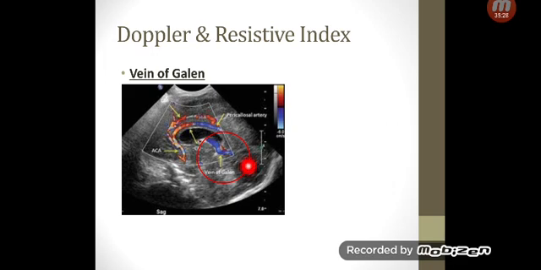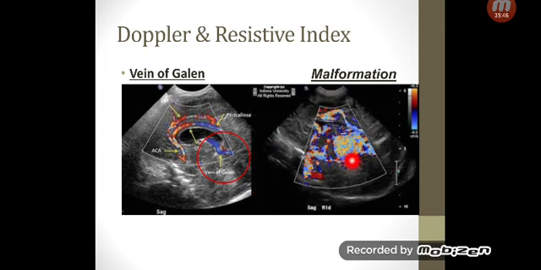So a good point to start with, when you choose the color and before you do anything, is to look for the vein of Galen, because the vein of Galen can have an abnormality that, if it's picked up really early, can be a game changer for the child. This is how a vein of Galen malformation looks like. Basically, the vein of Galen can have a malformation that is an AV malformation.